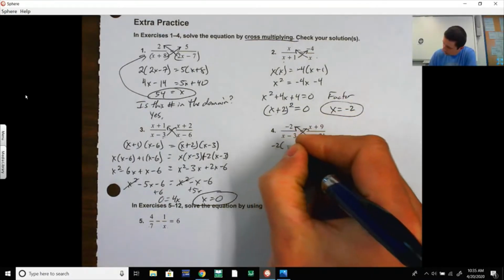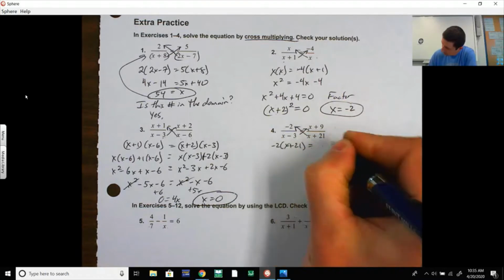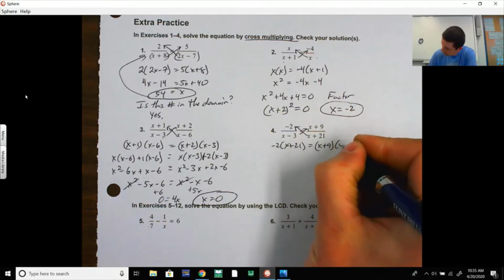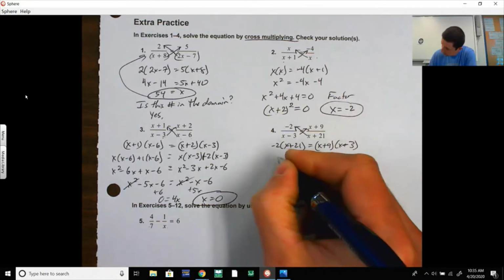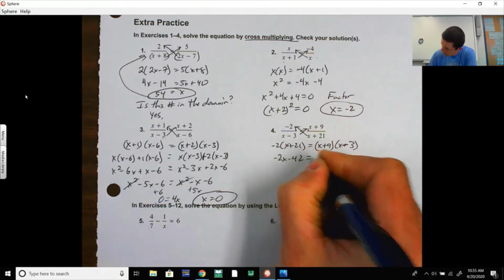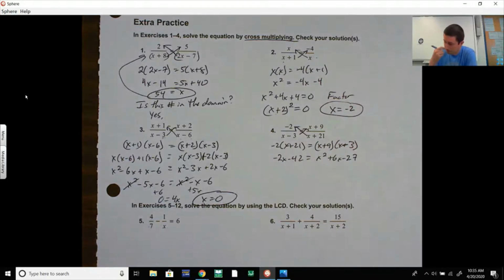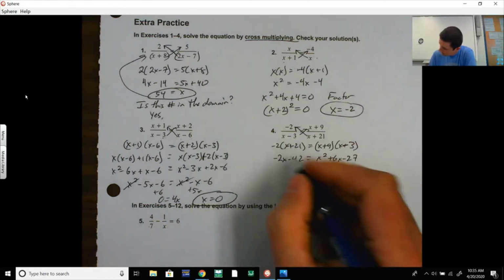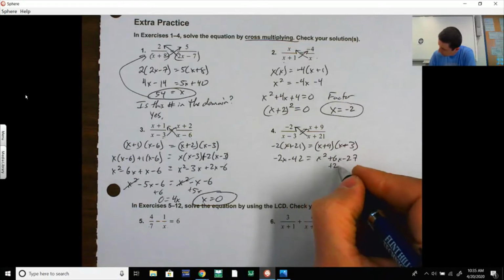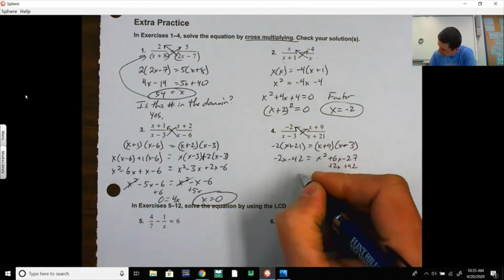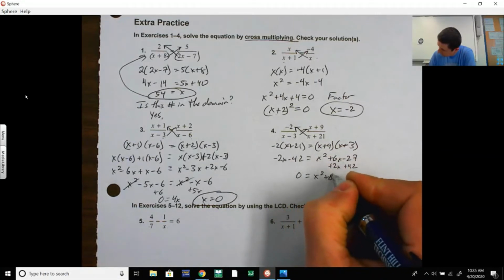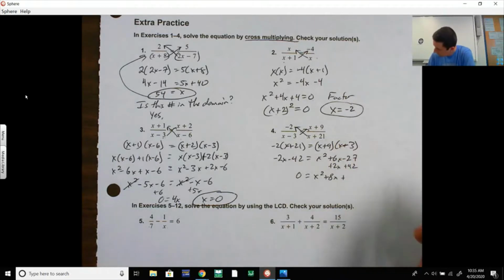Okay, next one, negative 2 times x plus 21 equals x plus 9 times x minus 3. So negative 2x minus 42 equals x squared plus 6x minus 27. Do the double distribute. So get this all on one side. So I need to add the 2x, I need to add the 42. So 0 equals x squared plus 8x plus 15, I believe. 15. 42 minus 27. Yep, that's 15.